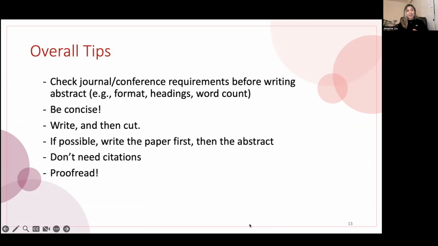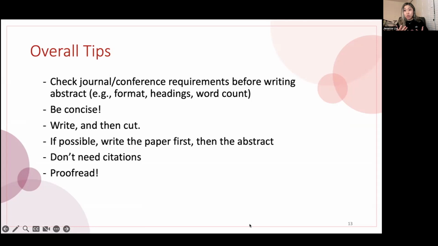Overall tips, please do check your journal or conference requirements before writing the abstract. That way you know ahead of time what format they're looking for, what specific headings they want for your sections, and the word count, which is going to be really important in helping you sort of craft how long each section can be. And having that word count in advance will help so that you don't go too over or too under.